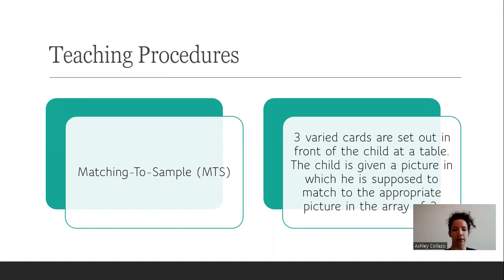But I'll lay out a picture of, let's say, a dog, a picture of a house, and a picture of a lollipop. And I'll hand him a picture of a dog. And we do both identical and non-identical matching with him. So sometimes we'll give him an identical picture of the dog to match the picture in the array. And then sometimes we'll give him a picture of a different kind of dog, like a different breed than what is shown in the array, and see if he can match it, whether it's identical or non-identical.